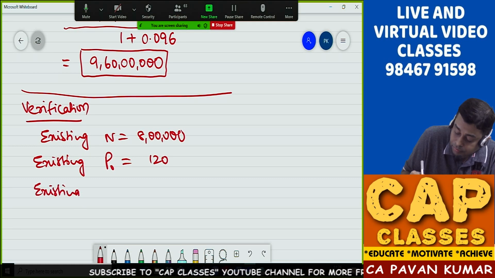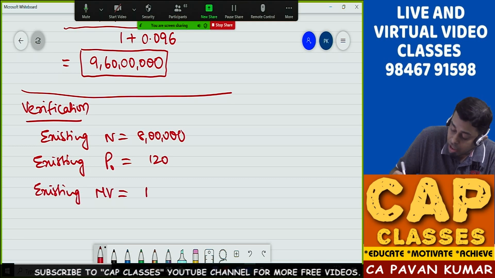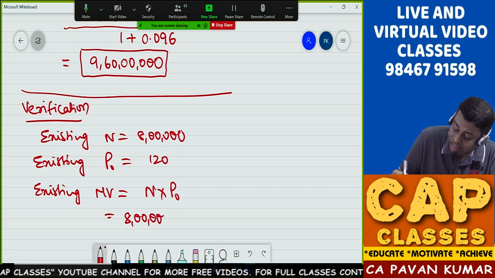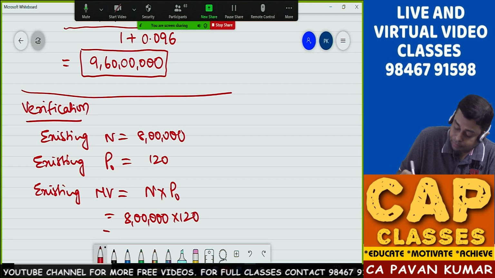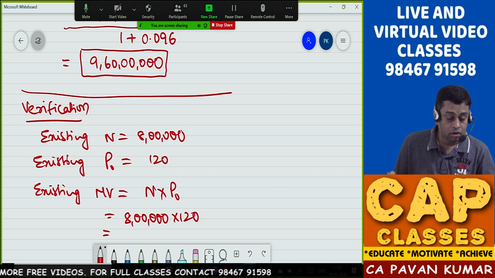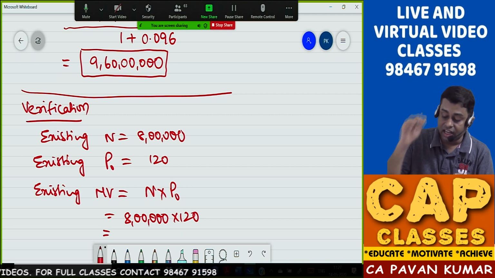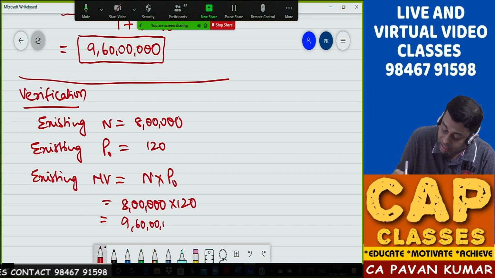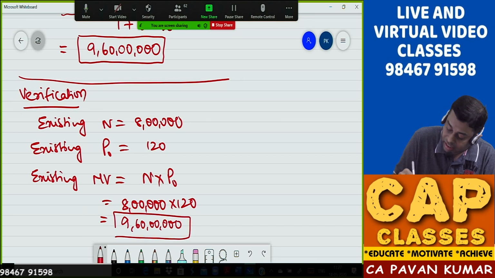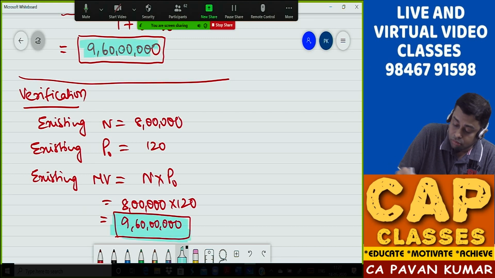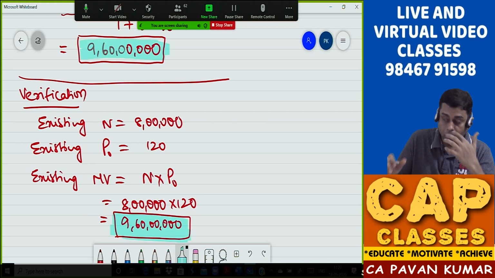Existing market value. Market value is number of shares into market price of share, that is equal to 8 lakhs into 120. Take your calculator, 8 lakhs into 120. Exactly, you have got 9 crore 60 lakhs. My dear friends, this is the magic. So here how much did you get? 9 crore 60 lakhs. Here how much did you get? 9 crore 60 lakhs.